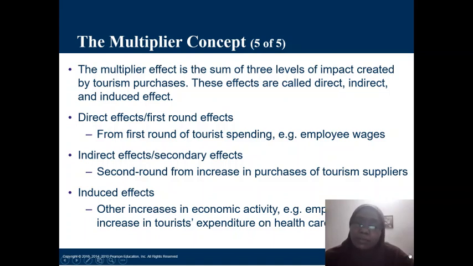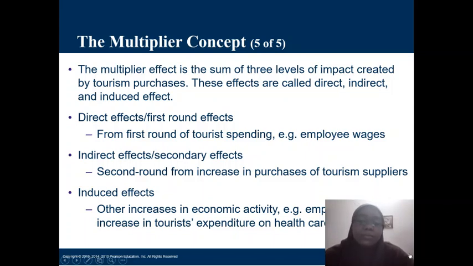The multiplier effect is the sum of 3 levels of impact created by tourism purchases. These effects are the direct, the indirect, and the induced effect. The direct effects, or the first round effects, come from the first round of tourism spending. As a tourist, the first point of call is when perhaps you receive your wages. You collect your wages before you start spending. So that's your income, and then the income starts multiplying as you go on spending.